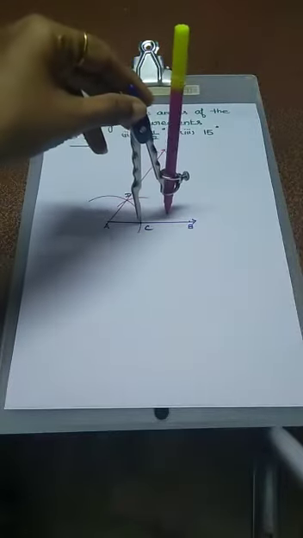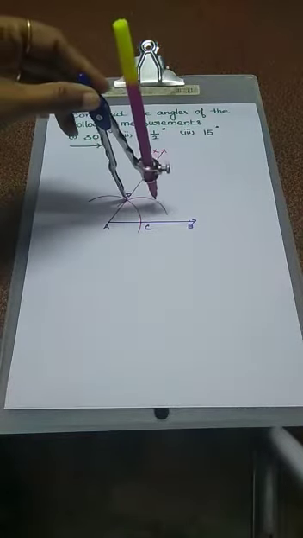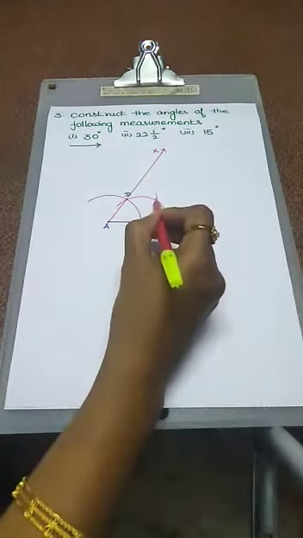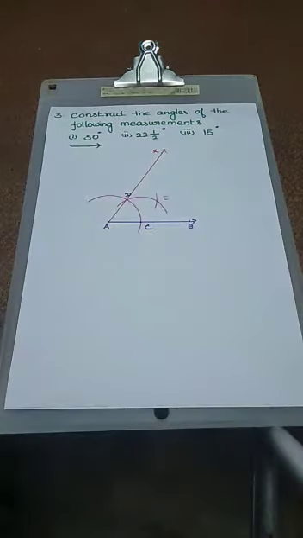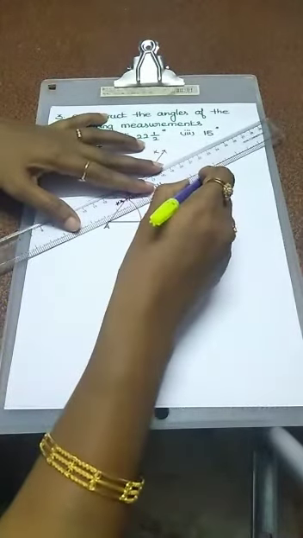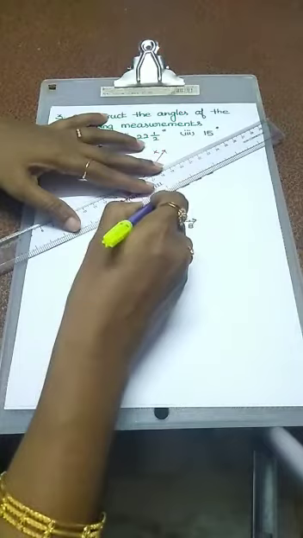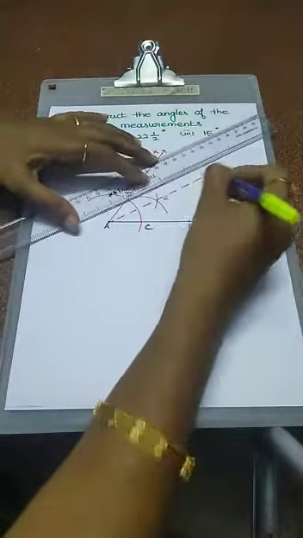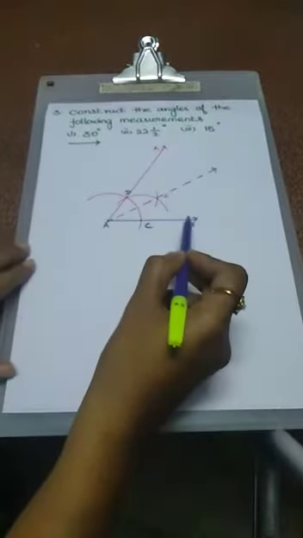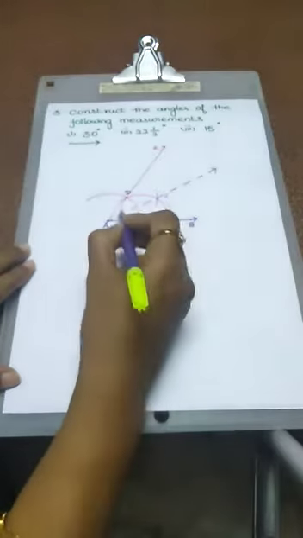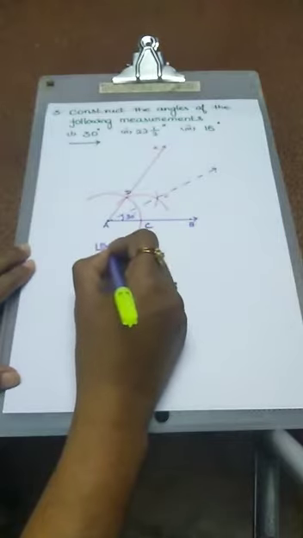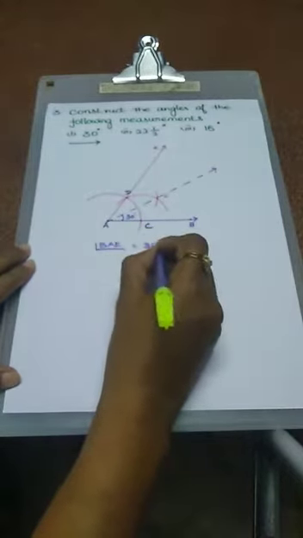With C as center, draw one arc. With D as center, we have to draw another arc. These two arcs meet at one point, we get some intersecting point. This is E. Now join AE. This BAE value is 30 degree. We have to mention this is 30 degree. Therefore, angle BAE equal to 30 degree. That's all.